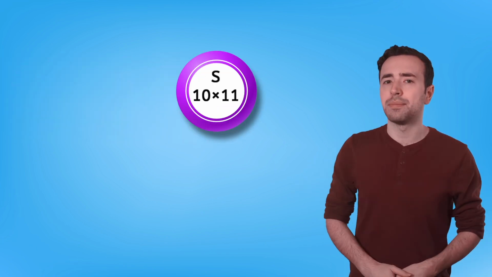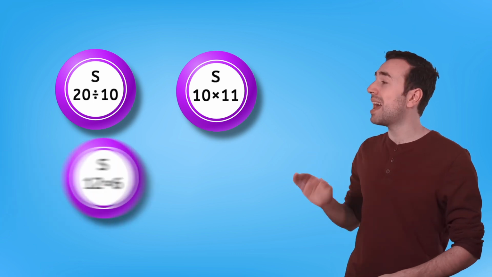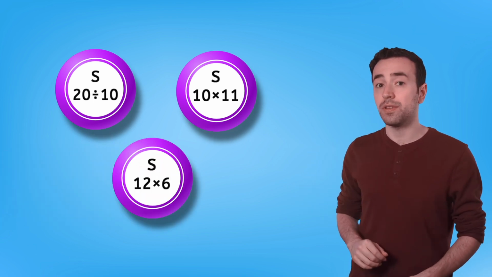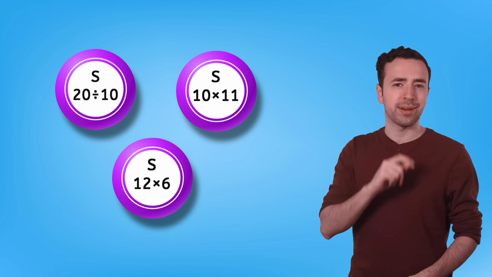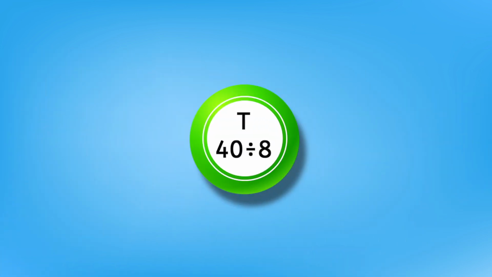These next 3 are all in the S column. I'll read them all off, and then let's pause to solve. S, 10 times 11. S, 20 divided by 10. And S, 12 times 6. Pause here to solve, find, and mark all 3 on your game board. Let's keep it going. T, 40 divided by 8.